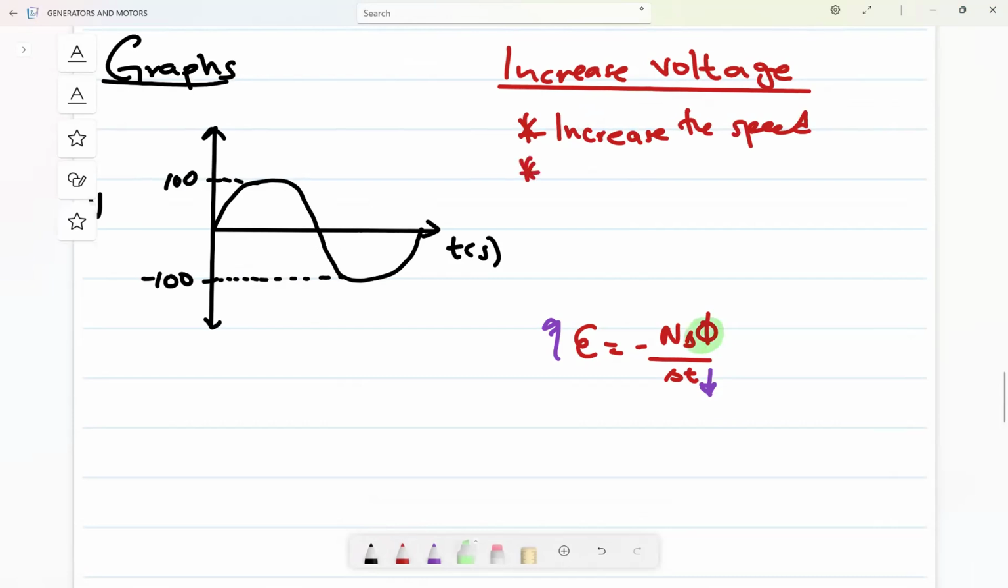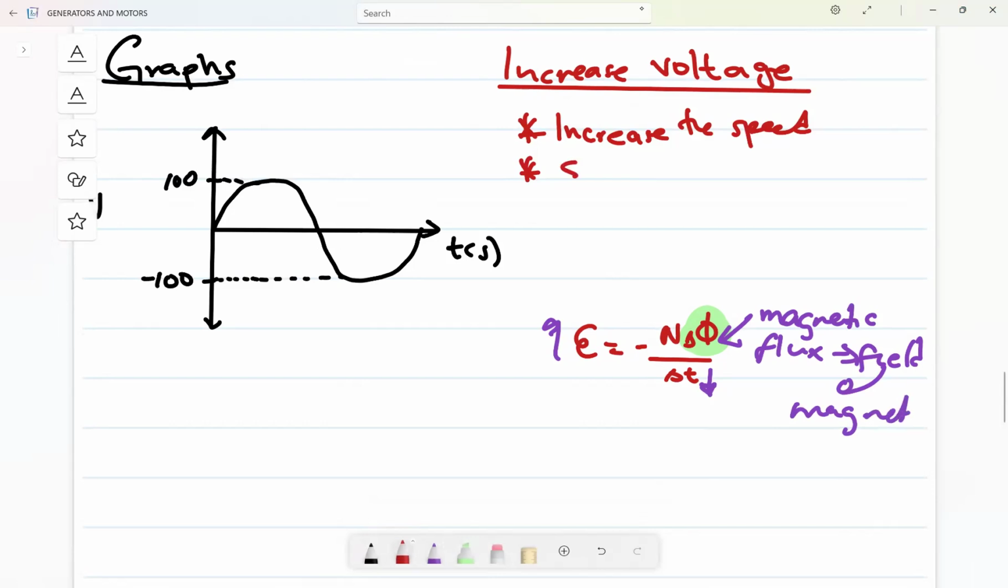Remember now, the magnetic flux here is generated by the magnetic field. Magnetic flux from the magnetic field. And the magnetic field, I get it from the magnet. So if I were to use a strong magnet, then I would have a greater voltage like that.